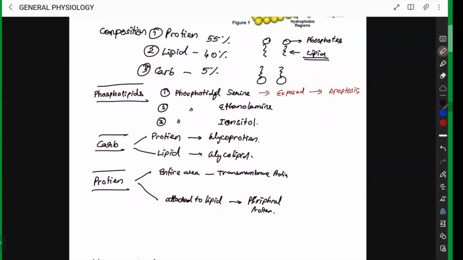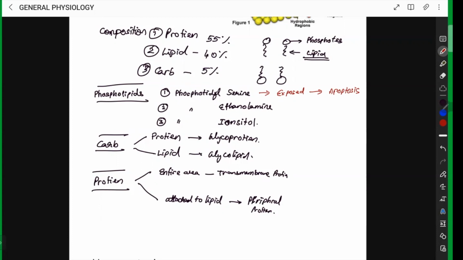Okay, the inside to outside shift. So this inside to outside shift is done by scramblase. In a platelet, outside exposure of PS serves as a procoagulant surface, which is going to enhance your blood clotting.